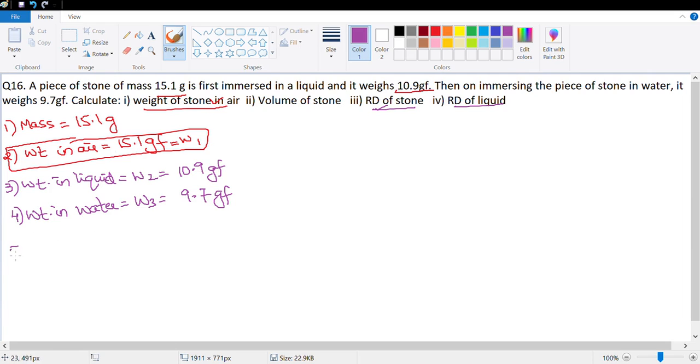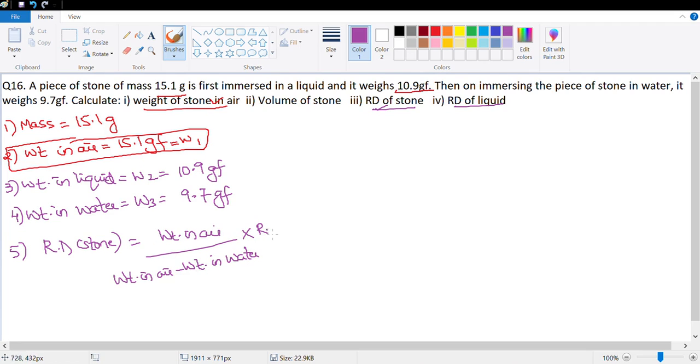So point number 5. A relative density of stone would be equal to weight in air upon weight in air minus weight in water multiplied with relative density of water. Let's substitute values and let's see what do we get. So this is 15.1 upon 15.1 minus weight in water is how much? 9.7 minus 9.7 multiplied with relative density of water, that's 1. So that's the relative density of stone. We'll need to do some calculation.